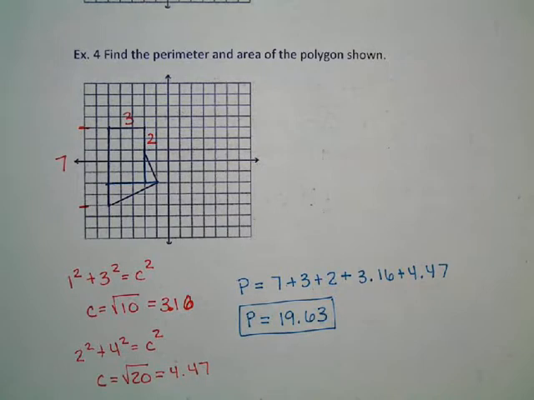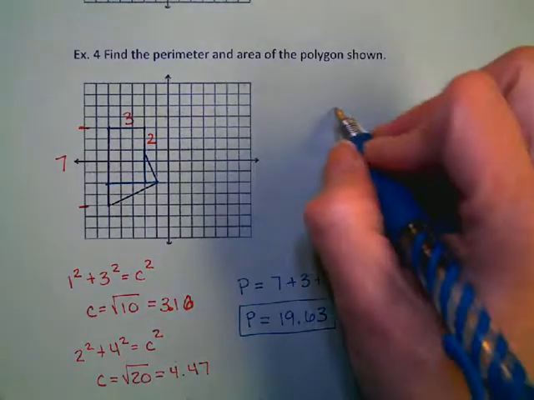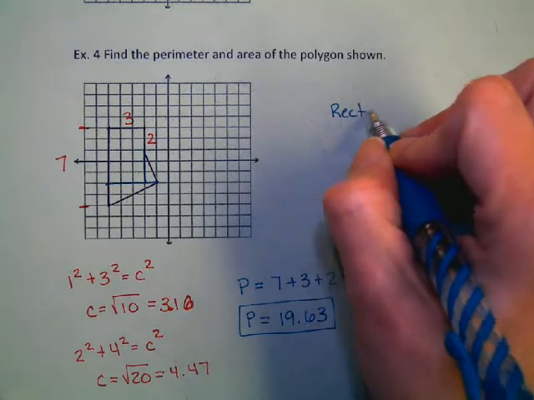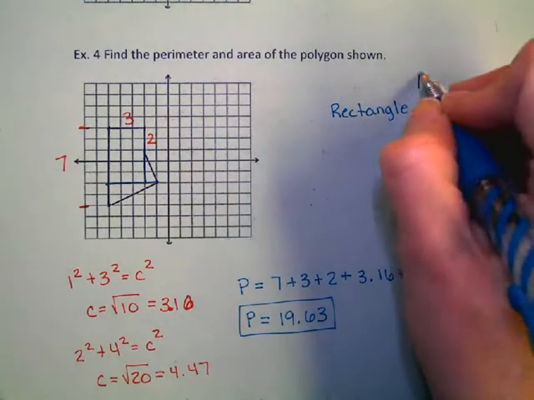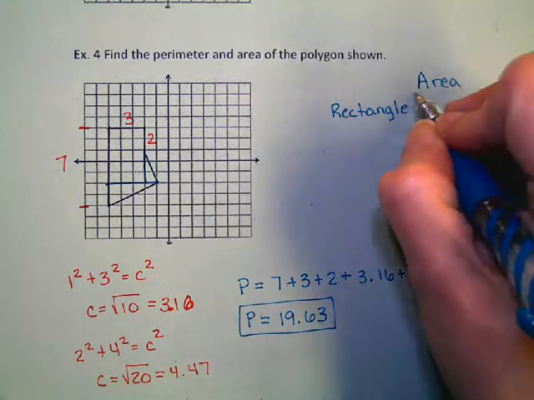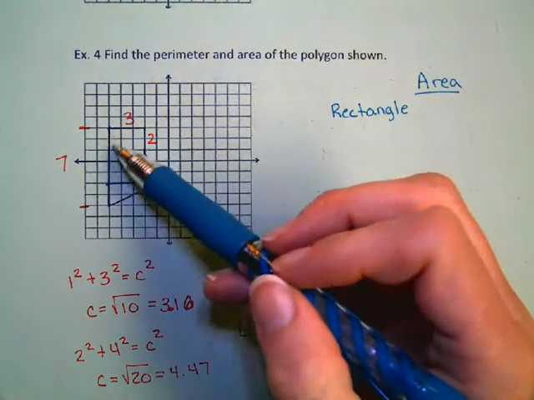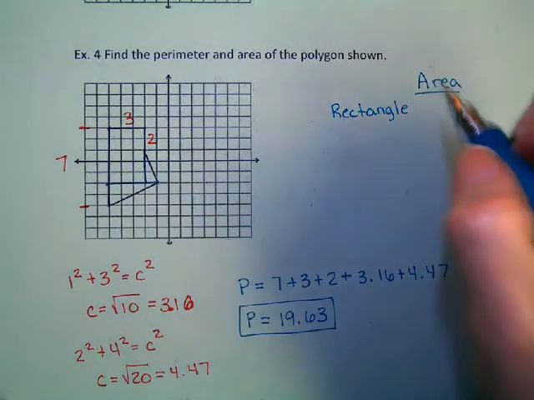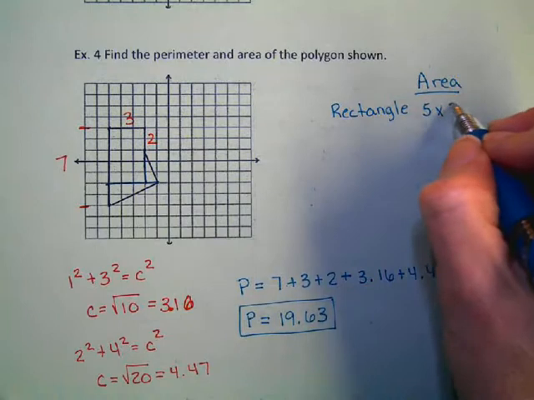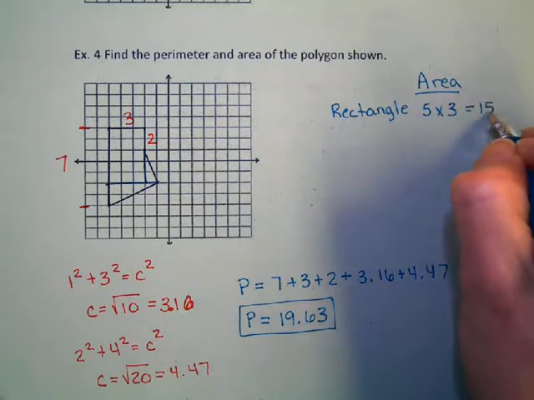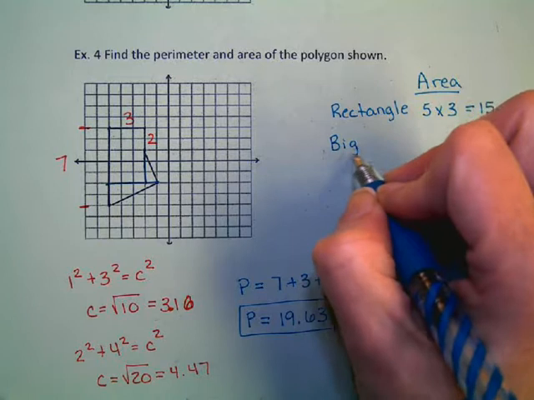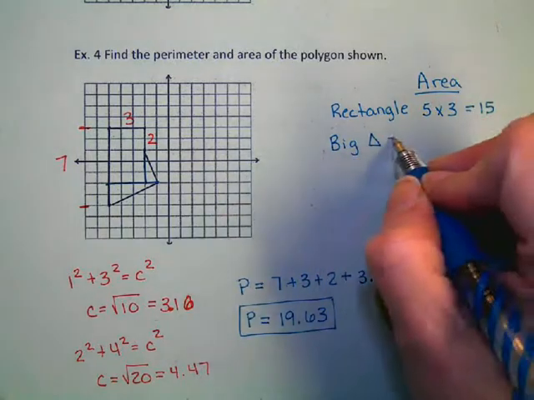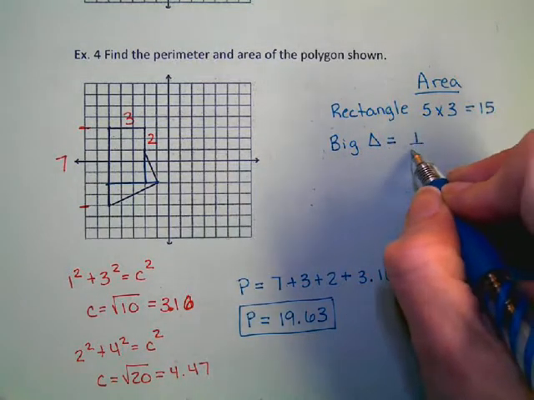The area for these is you just have to look for the shapes. Rectangles and squares are easy. You could count the boxes, the square units inside, or I'm just going to say we have a rectangle. The area of that rectangle would be 5 by 3. So that's 15. Then I have a big triangle.